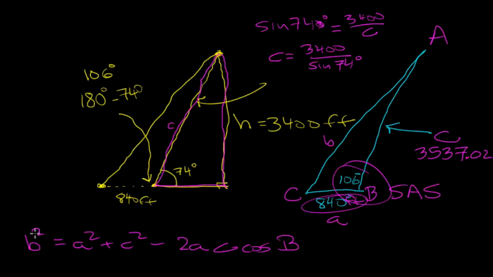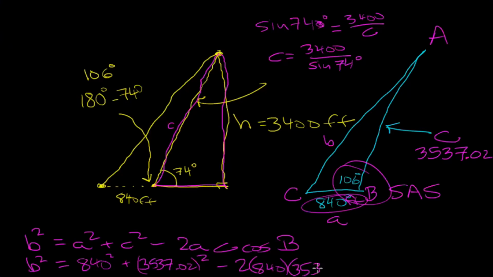So we don't know the length of b, that's what we're trying to find. We do know a. We do know c. We do know a and c again. And then we do know angle B.